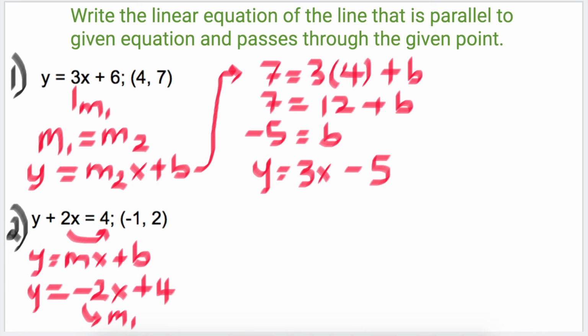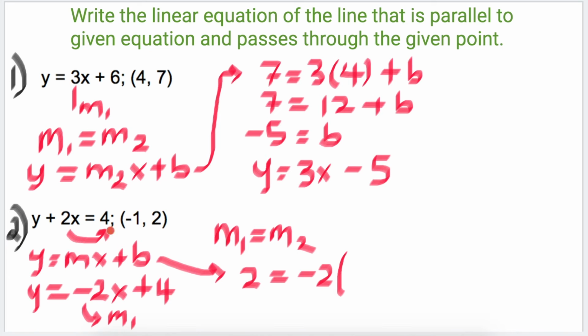Since we're dealing with parallel lines, this slope from the given line is going to be equal to the slope of the line that we're looking for, and we're going to call it m2. We're going to substitute the y value here with a positive 2 from the y coordinate, and this is going to be equal to our slope, which is negative 2, and we're going to multiply times the x coordinate, which is negative 1, plus b.